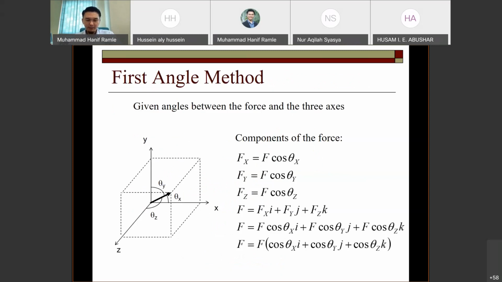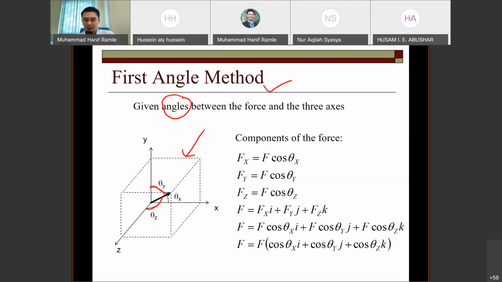Given angles between the force and the three axes, meaning that all angles are given: from the x-axis to the force, from the y-axis to the force, and from the z-axis to the force. Given angles between the force and the three axes, you have to use the first angle method. If you find the coordinate system like this, you have to use the first angle method to solve the problem, to get the resultant.